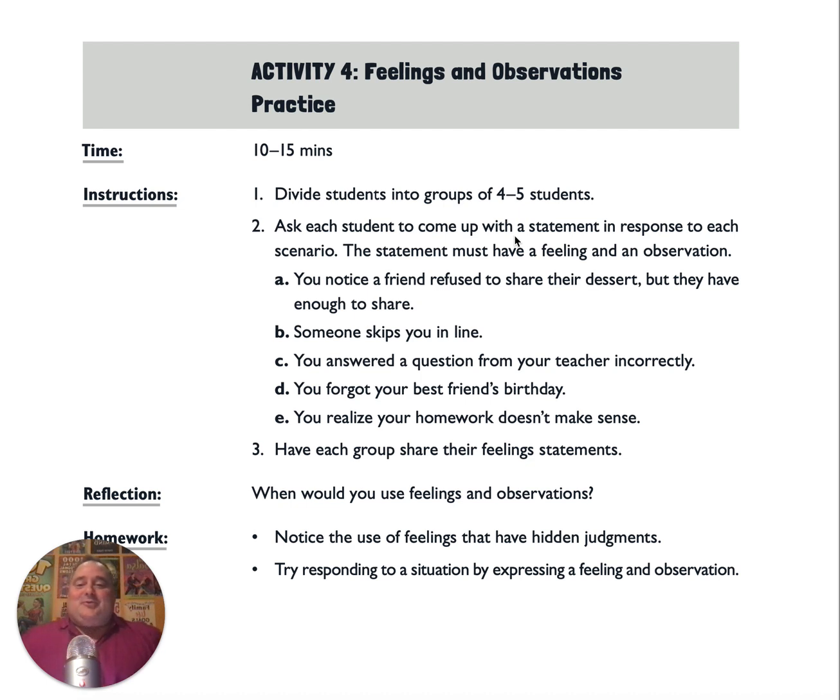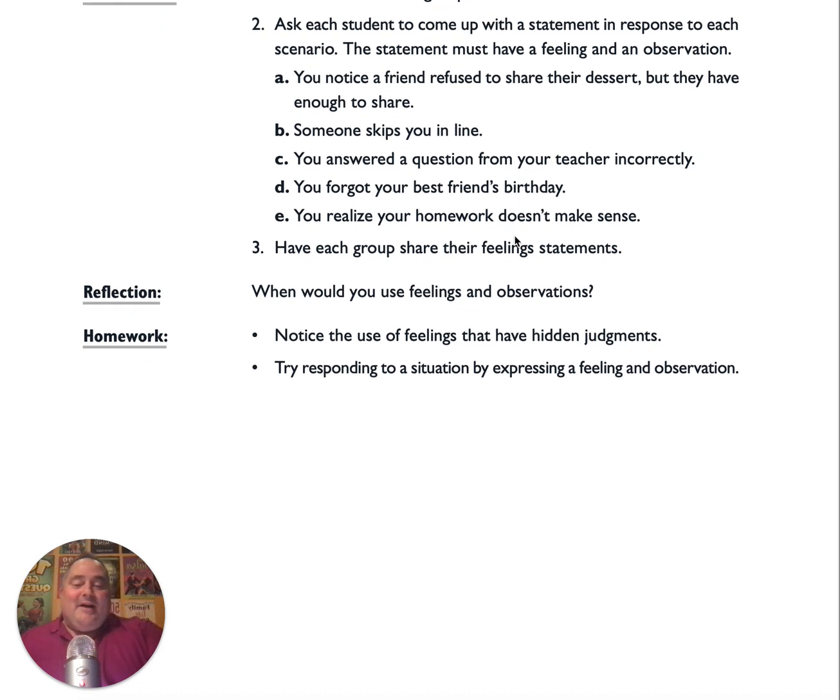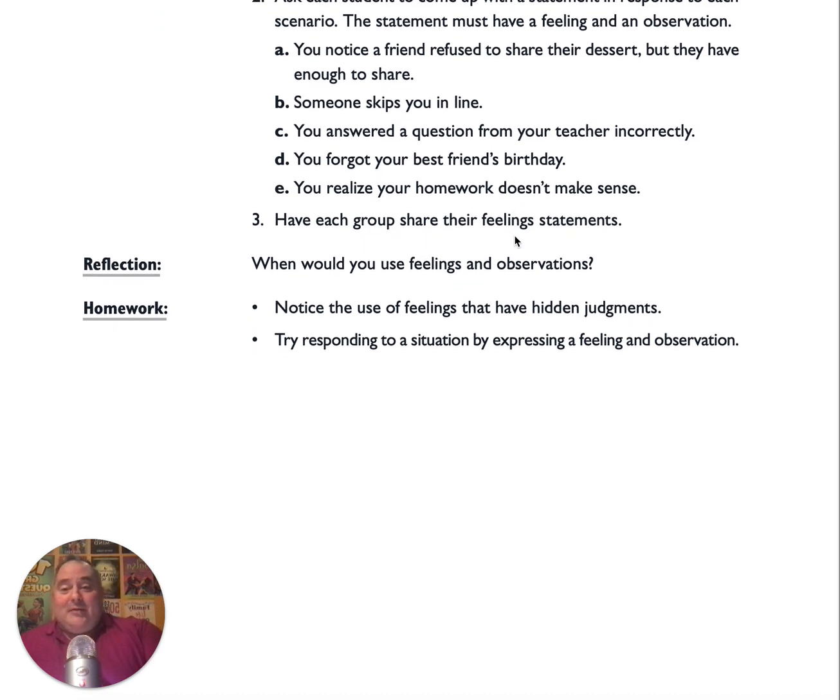Okay, have each group share their feeling statements. Again, feeling and observation, first with each other, and then you can share that with the entire class. Lastly, when would you use feelings and observations? And for homework, try it, right? Notice first the use of feelings that have hidden judgments. It's all over the place. And then try responding to a situation by expressing a feeling and observation. Have the students just try it once. Just try it once, right? And then ask, what happened?